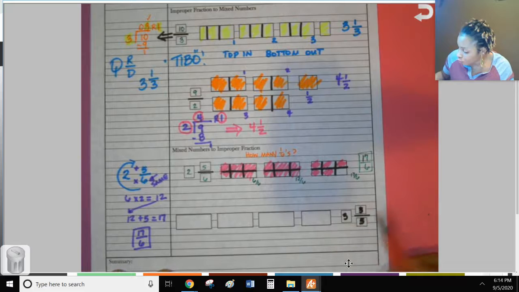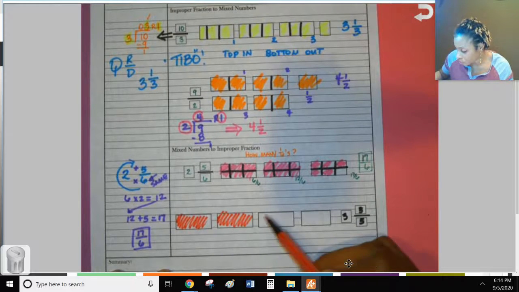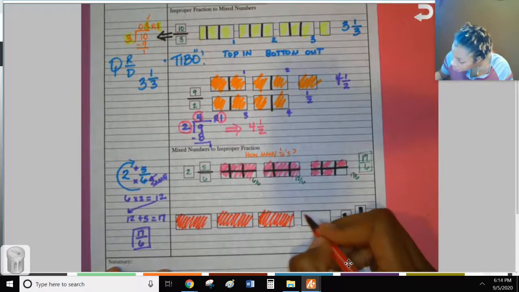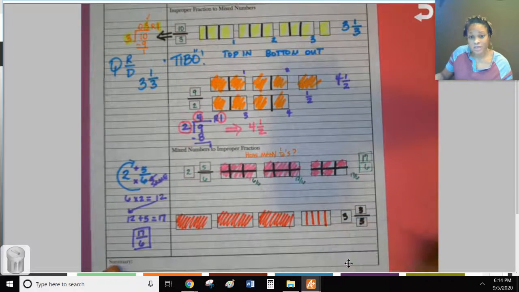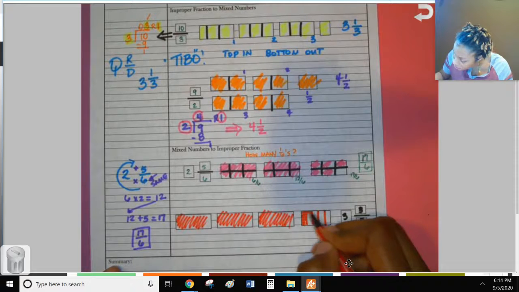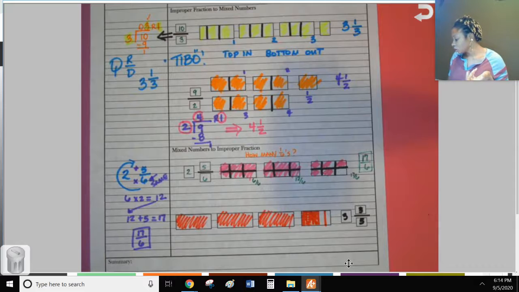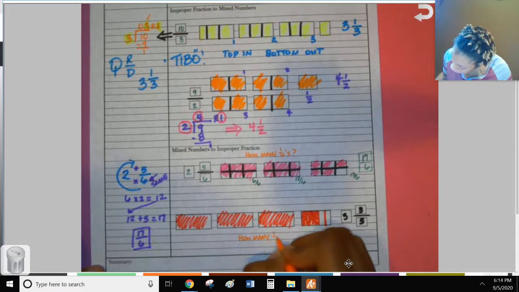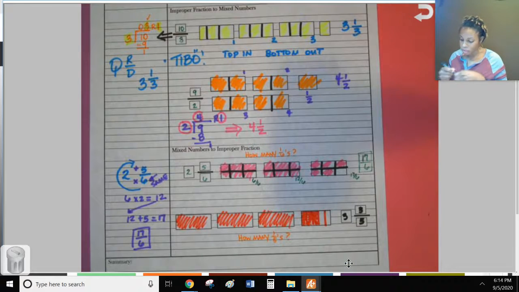Our next example is 3 and 3/5. Again, I know that I'm going to shade in 3 whole pieces. And in the last section, it should be broken into fifths. And of these, I'm going to shade in 3 out of 5 because that's what 3/5 means. 3 out of 5. So what's our question here? Hopefully you're saying how many fifths? That's the question. How many fifths are there? How many fifths are in this picture?